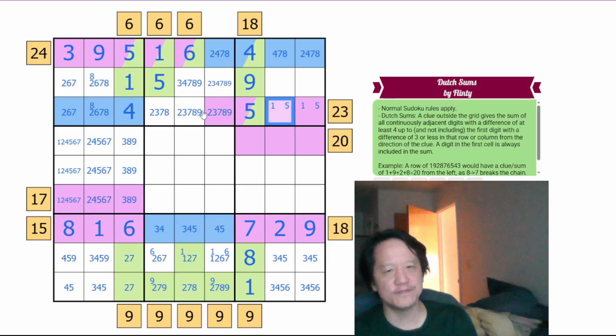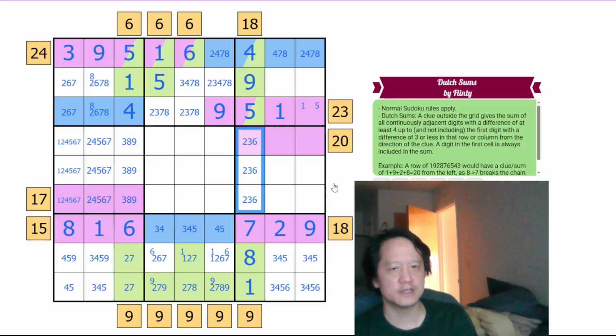5 has to be 4 or more away from both of these, because otherwise these 3 digits are not going to add up to 23 by themselves. So this must be 9. This has to be 1, because 5 can only be next to 1 or 9. So no more 9 here, no 9 here. This is 4, 9, and 5, which means the remaining digits in the column have to be 2, 3, and 6, none of which are 4 or more away from 5.